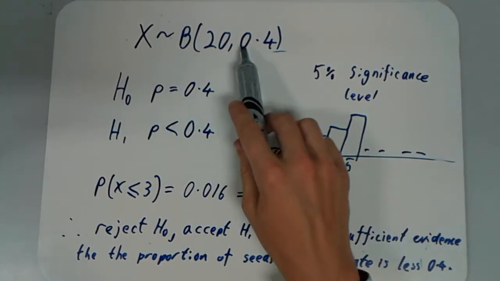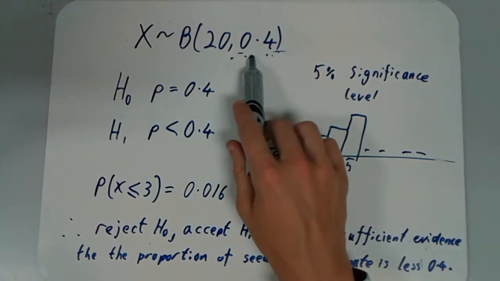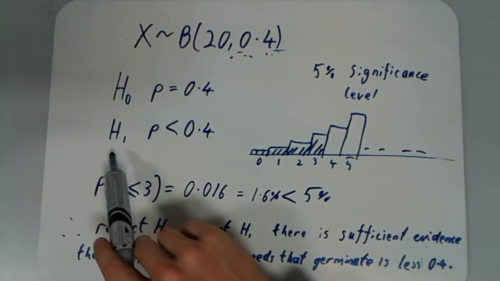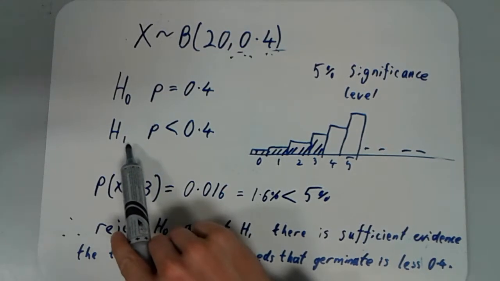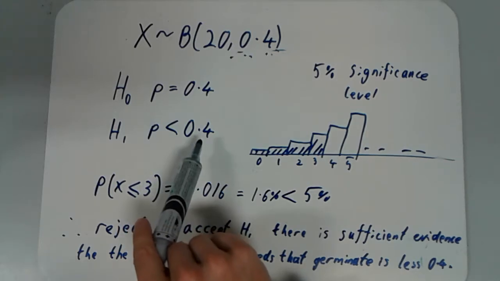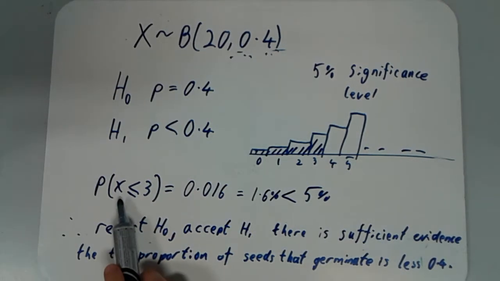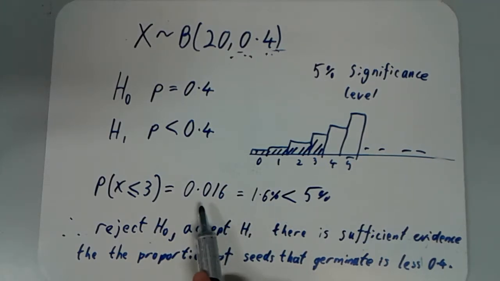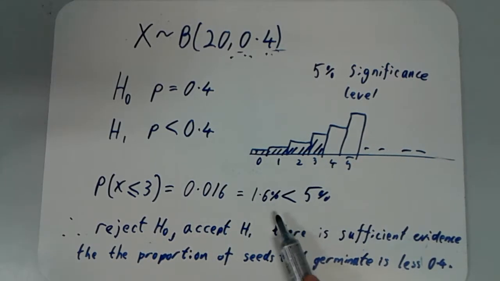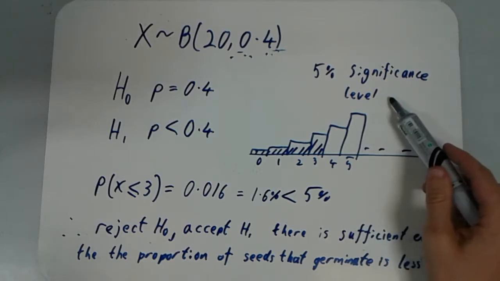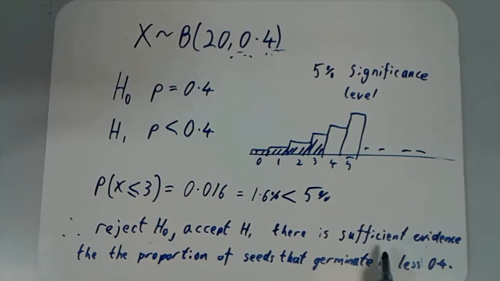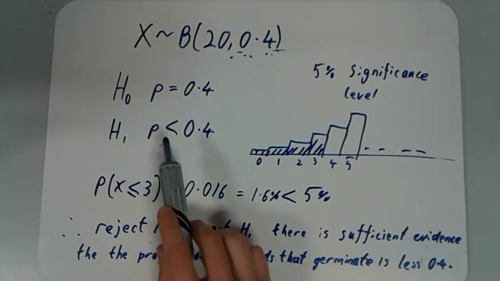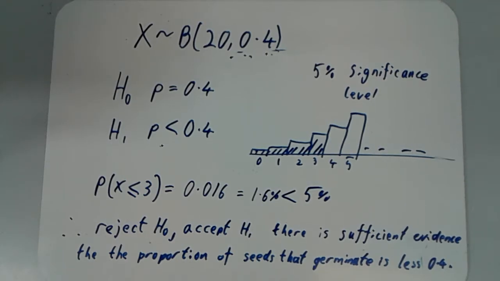Our null hypothesis is always that we're using the correct probability. We then read the context of the question. In this case, we thought the probability was too low, so we said that our alternative hypothesis was that the probability would be less than 0.4. We then looked at the probability of our event happening, 0.016, that was less than 5%, which was our chosen significance level. Therefore, we rejected H0, that was the wrong model. We should have chosen one with a lower probability. We say there is sufficient evidence to support that claim, and we must have context.